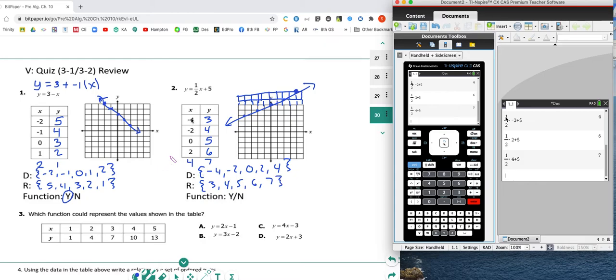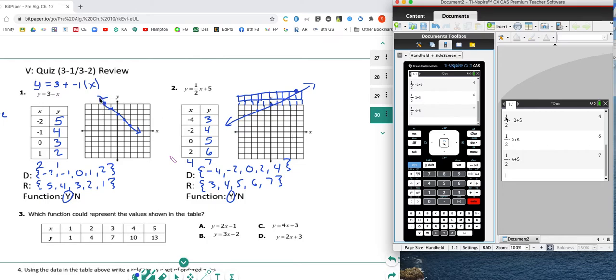We're going to look at our x's, make sure none of them repeat. They're all different. We're going to look at our line, testing out our vertical line test. So as I draw the vertical lines in with my mouse, you'll notice that I'm not touching more than one point on the line. So yes, it is a function. Now, we're going to go ahead and label our slope.